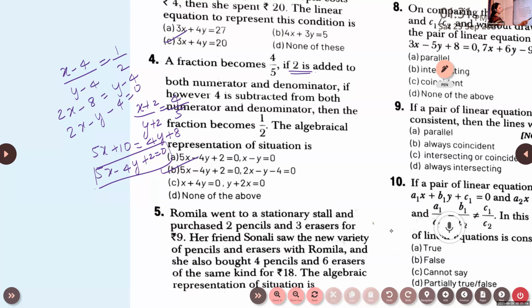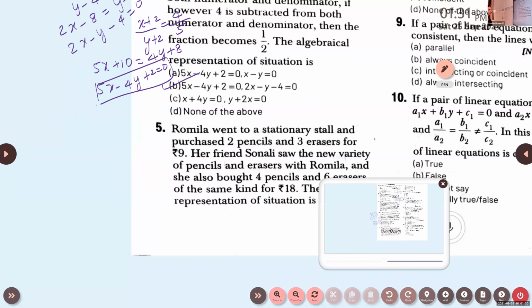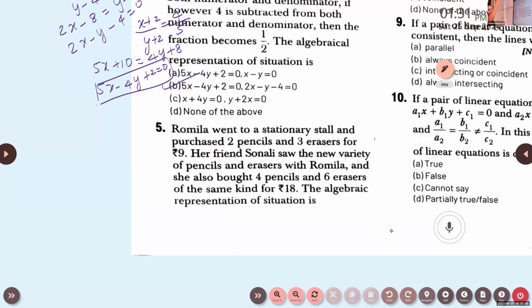Look at the next one, fifth one. Romila went to a stationery stall and purchased. See, all these questions are from the NCERT textbook. The previous one is also from NCERT. The whole question is also from an example question. Okay, read the textbook.